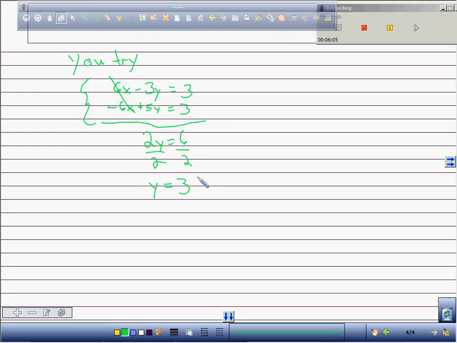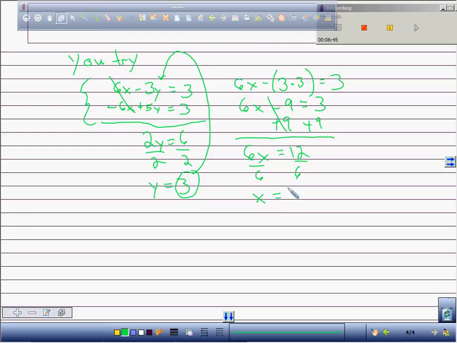So now you have to go back and find out what x is. Not what y is, but what x is. I'm going to plug in y as 3 there. So you go 6x minus 3 times 3, because it's 3 times 3 equals 3. So I get 6x minus 9 equals 3. I add 9 to both sides and I get 6x equals 12. And then I divide by 6, and I get x equals 2. Charlie was right, he even said them in the right order.